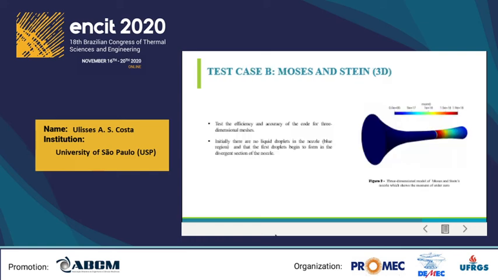In test case B, a three-dimensional simulation of condensation phenomena was performed using a new mesh with a 5 million cell grid, in order to test the efficiency and accuracy of the code for three-dimensional meshes. The 3D model of the nozzle, which shows the moment of order 0 along the length of the nozzle, is shown in Figure 9.